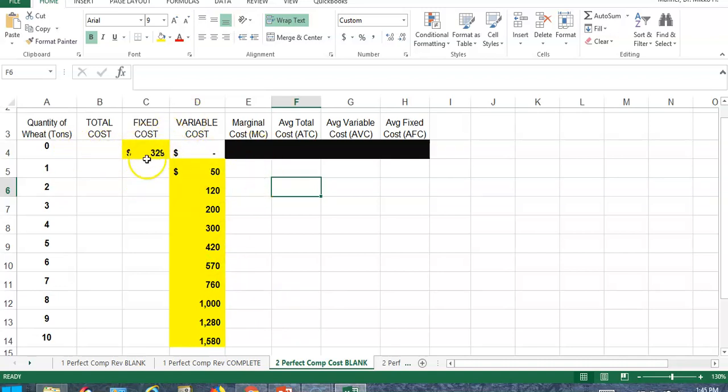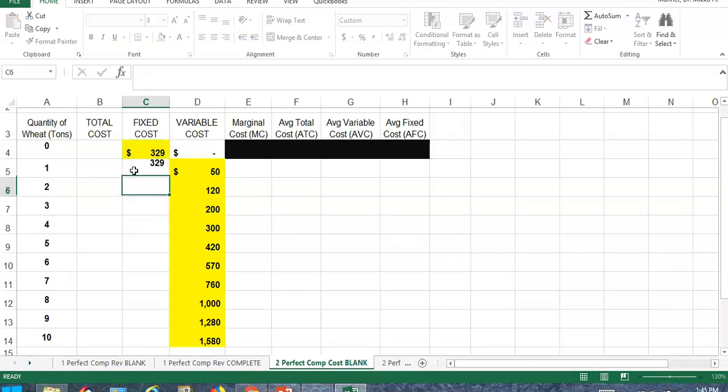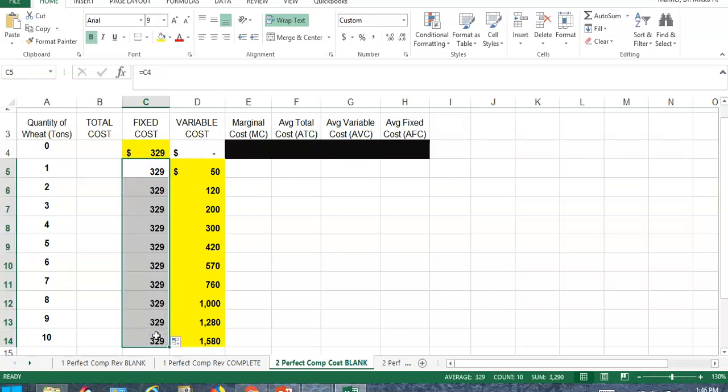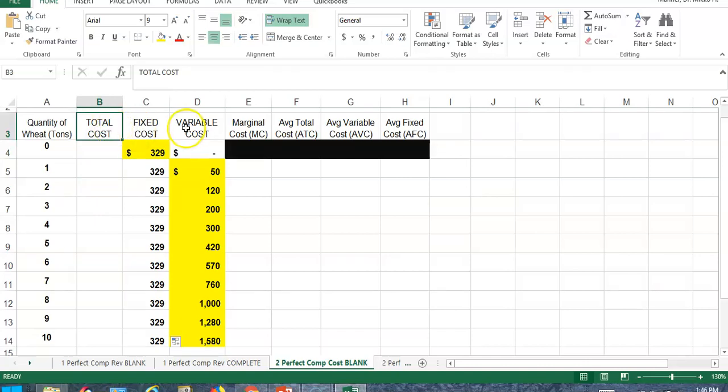So first thing makes sense to say, well, if it's $329 of fixed costs when we produce no wheat, then it's $329 of fixed cost no matter how much wheat we produce, because that's what it means to be a fixed cost. Total cost, well, everything is either fixed or variable. So total cost equals fixed cost plus variable cost. So notice that at a quantity of 0, total cost is our fixed cost because we don't need any seeds or fertilizer if we don't produce any wheat.